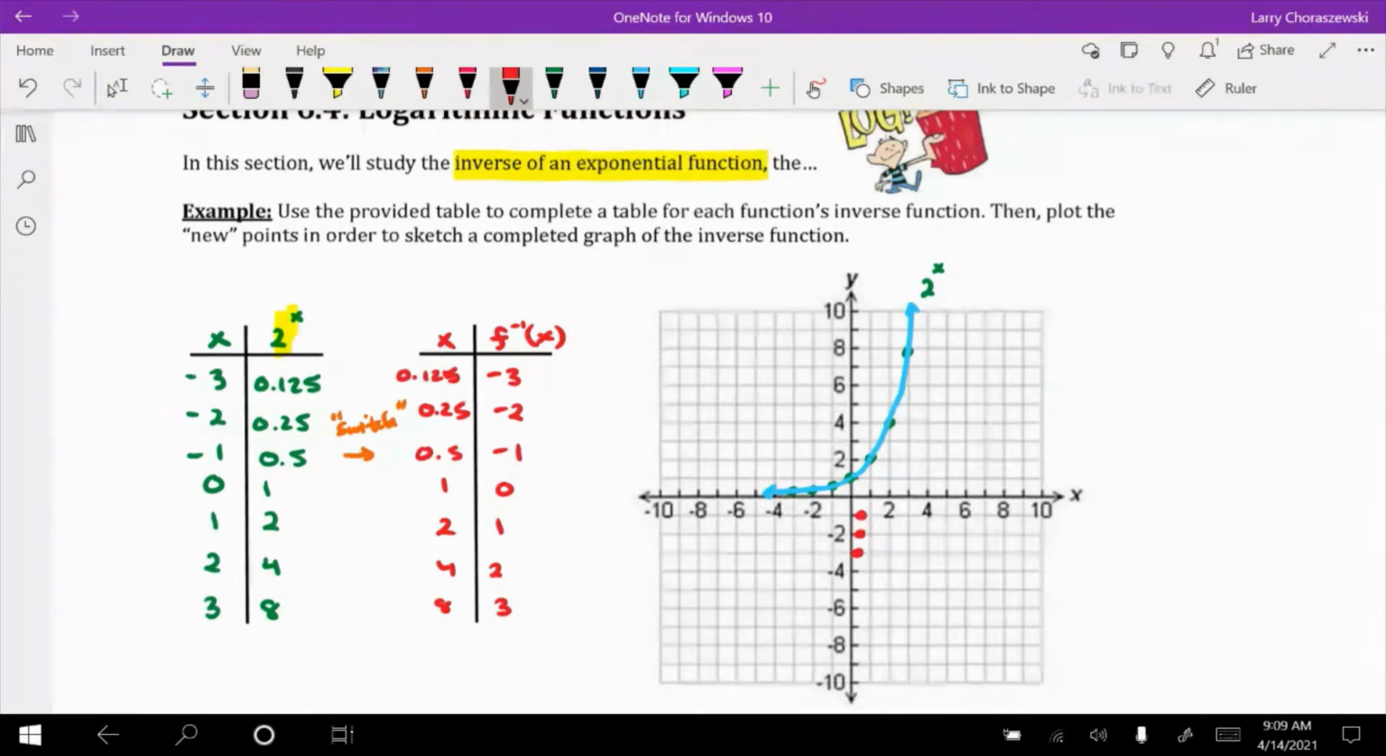And then we get to some easy points to plot: 1, 0, 4, 2, 8, 3. Let me show you how to connect these. Let's start at the point 1, 0, and to the right, it's just going to slowly hook through these points and steadily increase its way to positive infinity. To the left of 1, 0, we get another end, but this end will approach the y-axis without ever crossing or touching it. And that would be the graph of the inverse function.